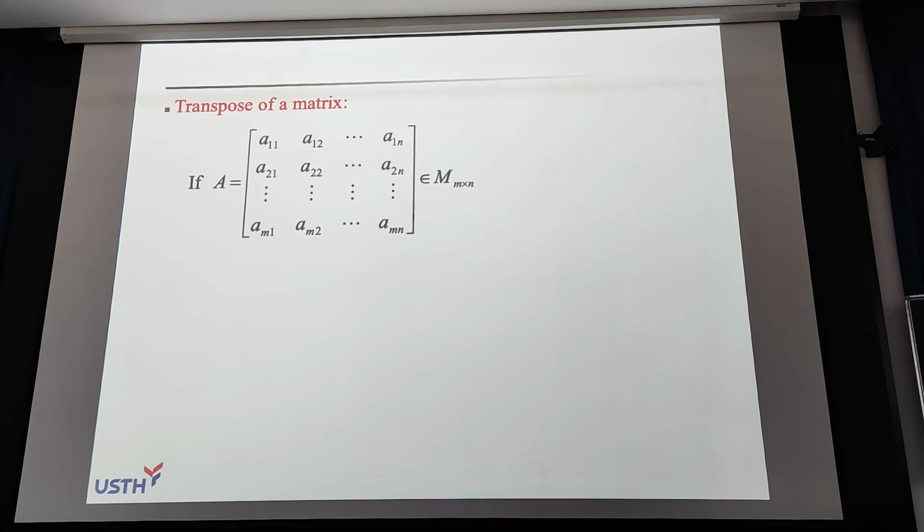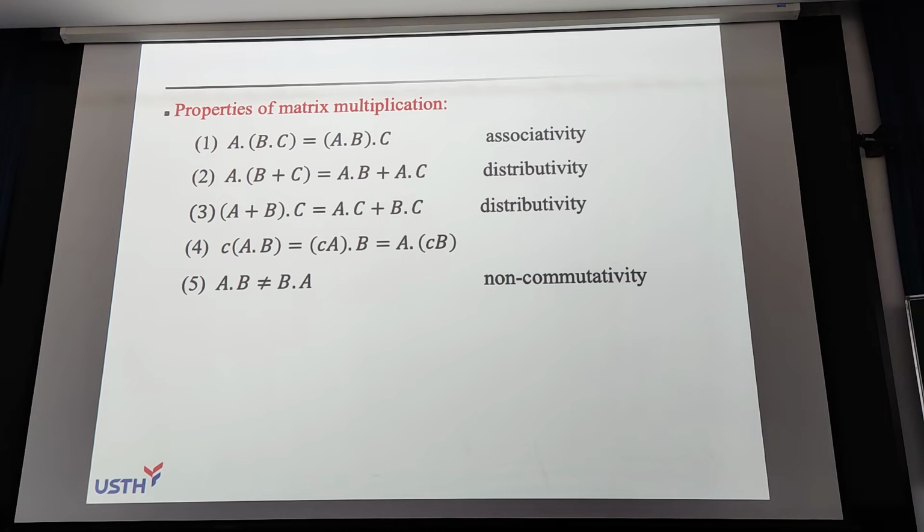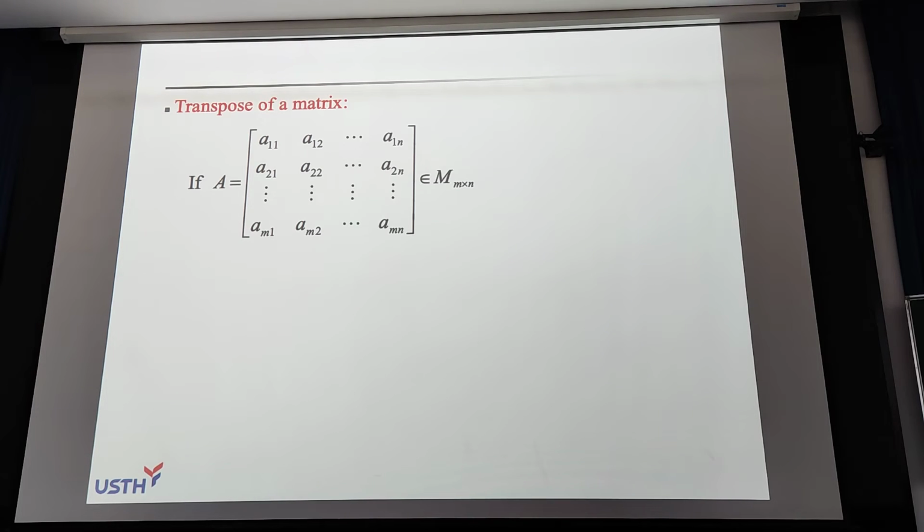Why is that? We are going to explain that later, but now we continue with one more operation. That operation is very, very easy to see. That is the transpose of a matrix. In Vietnamese it is chuyển vị, where vị means vị trí. So it is very, very easy to see.